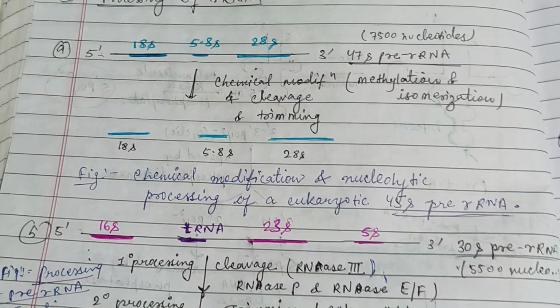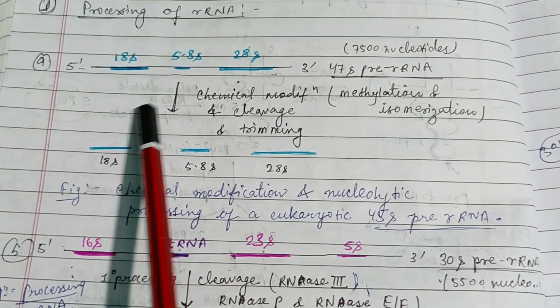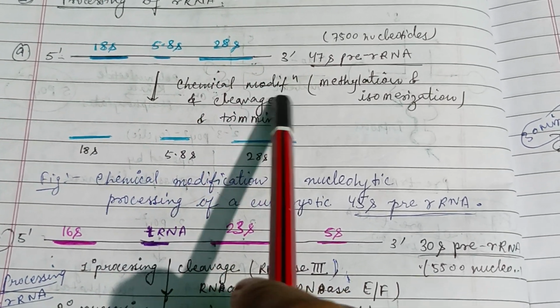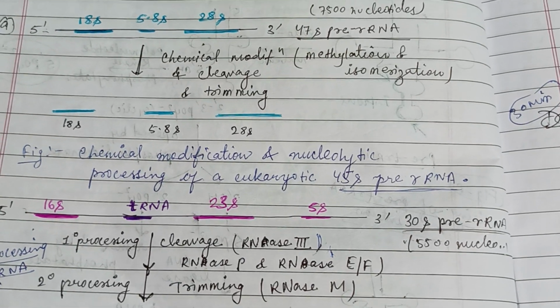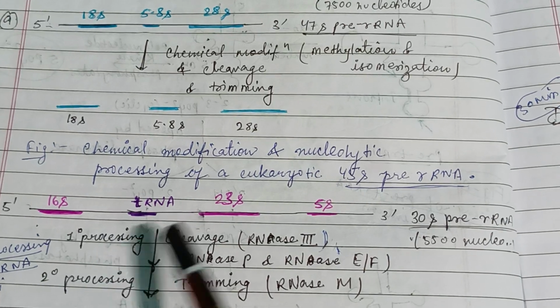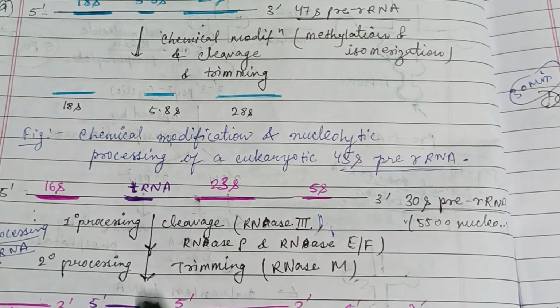enzymes. So in this figure, there is a pre-rRNA sequence, and the 18S, 5.8S and 28S subunits are there, and with the help of chemical modification, cleavage and trimming, that is methylation and isomerization, they separate, that is the 18S, 5.8S and 28S are cleaved separately.